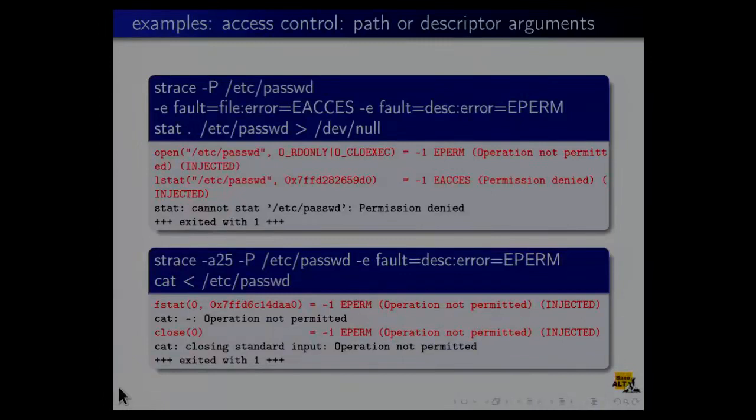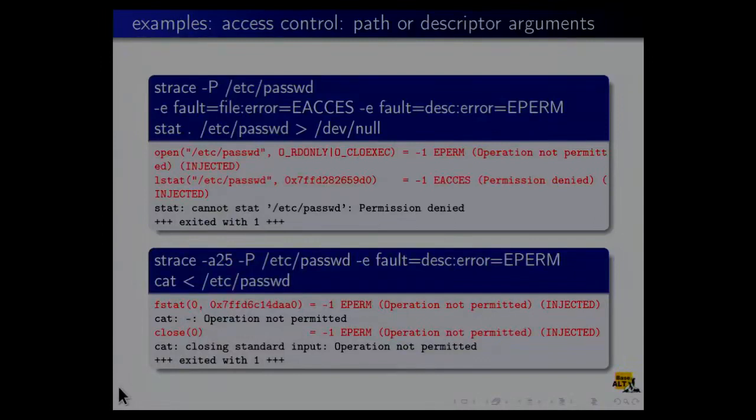Here you can see in brief that you can specify different fault injection expressions that would work, in the top box. And in the second box you see that strace actually can follow descriptors. So even if cat has no idea what file it's working with, strace does know and can apply its filters. It's like what you can see in the bottom box. It's a primitive, primitive access control using strace.